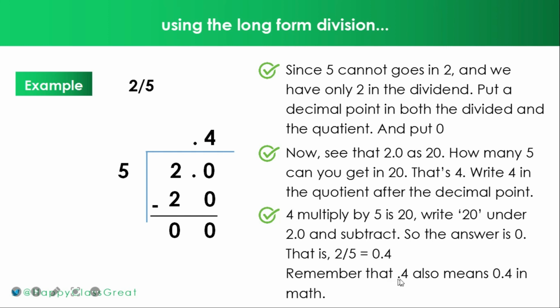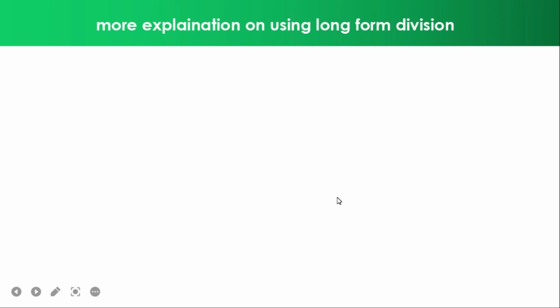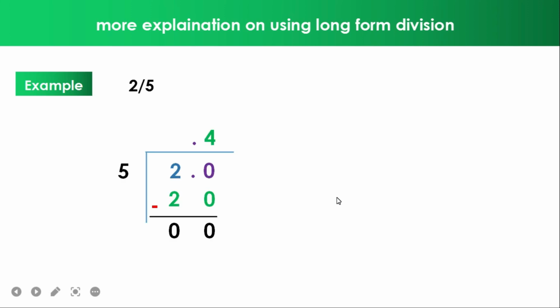And then remember that when you have 0.4 here, you can easily make it a full decimal number by writing 0.4 in mathematics. Now let me explain this even better, so that you understand what long form division is. I want you to know this thing, and I want you to pay attention to this. Now the example we used earlier on is 2 divided by 5, and this is what we get.